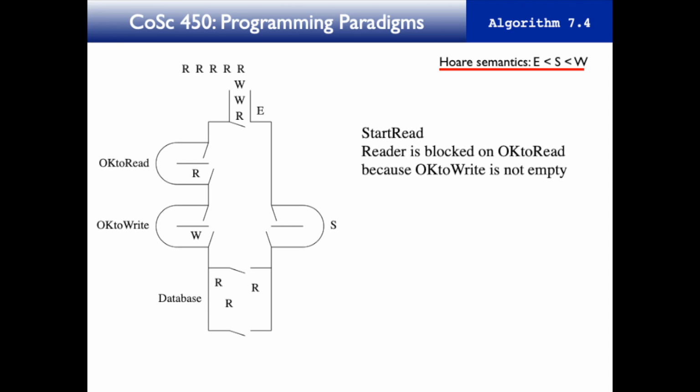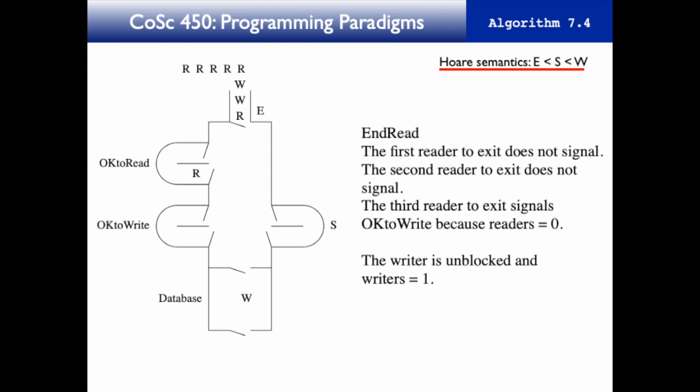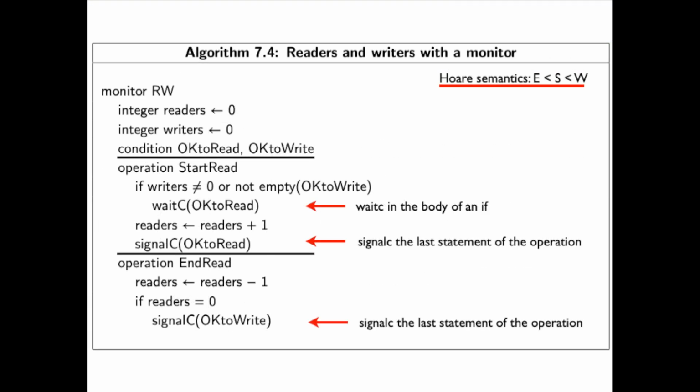Next we have the case where one of the readers exits. So when that reader executes end read, the first reader exit does not signal, the second reader to exit does not signal, and the third reader to exit signals. So this is that cascading effect that we were talking about before, where you see on end read, the first reader that exited, if readers equal 0, did not signal okay to write. And the second one, if readers equal 0, did not signal okay to write. But the third one, after decrementing readers, readers minus 1, readers was equal to 0, so the third one did signal C okay to write.